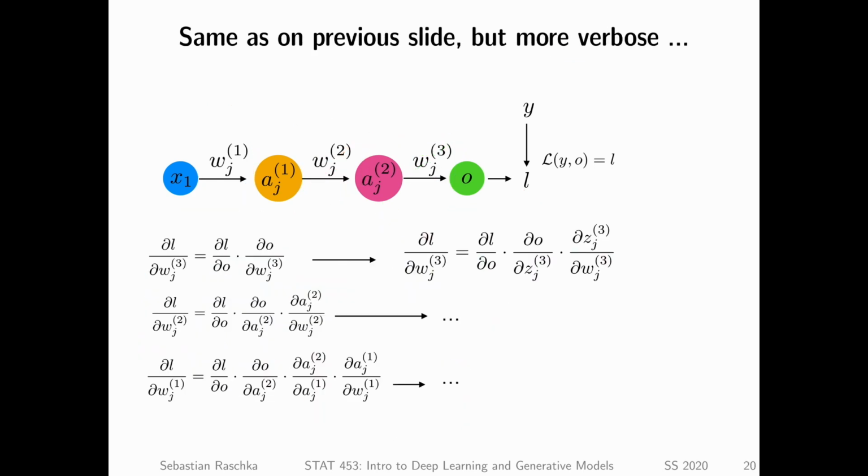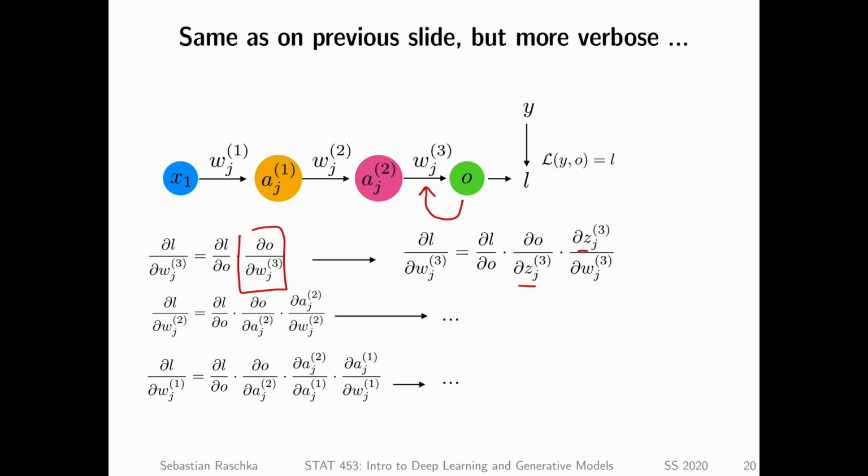So the next slide, I'm slightly expanding this. So I was showing you only the activations in the previous slide. So now I'm also adding the net inputs, the Z's. So what I'm simply doing is I'm expanding this step, which is going from here to here, into two individual steps.